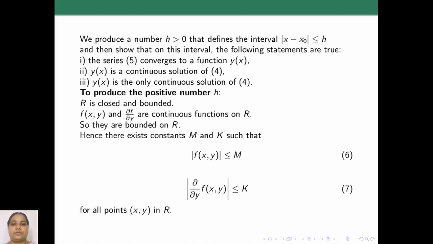Now to produce the positive number h, we know that R is closed and bounded. f of x y and dou f by dou y are continuous functions on R. Hence, they are bounded on R, and hence there exist constants capital M and capital K such that modulus of f of x y is less than or equal to M and modulus of dou by dou y of f of x y is less than or equal to K for all points x y in the rectangle R.